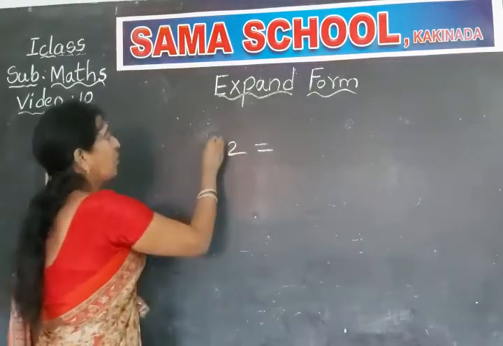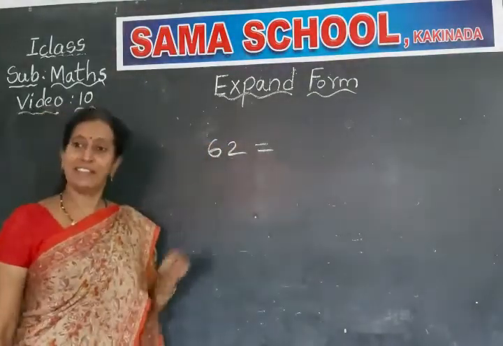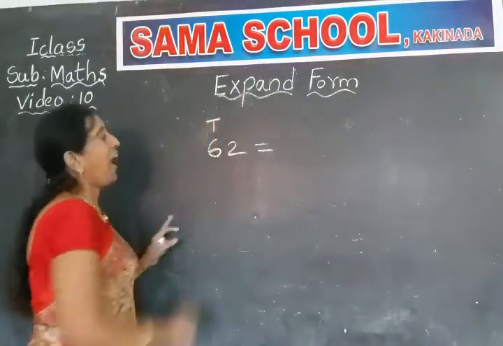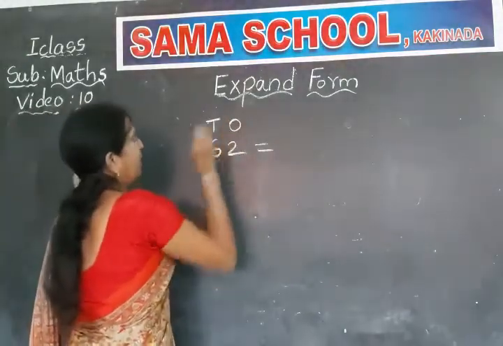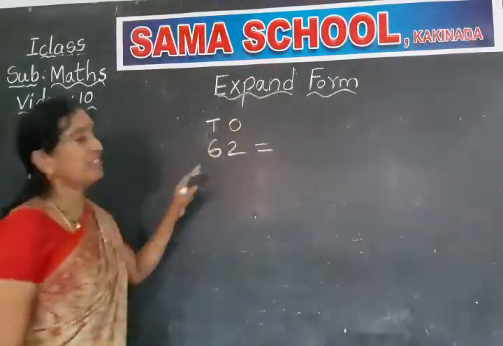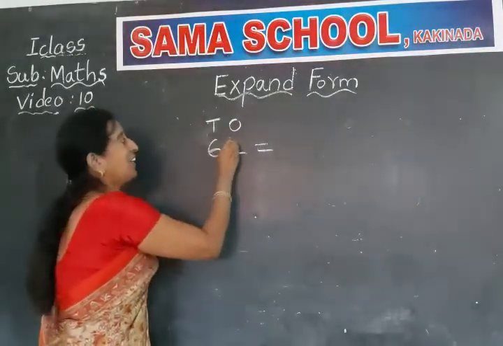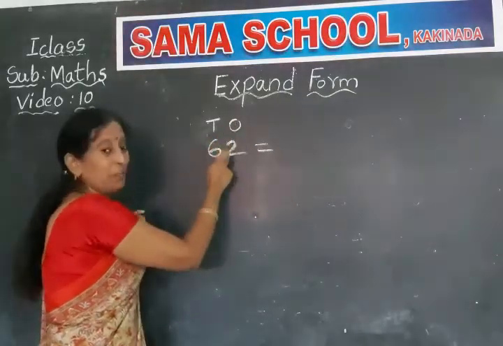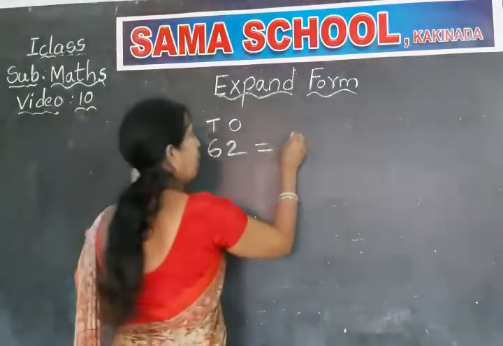Now tell me, ma'am, which is in which place? 6 in the tens place. Very good. And 2 in the ones place. Very good. This is the ones place. If you add any number, you start from the right side, so first this 2 is in the ones place. Next, 6 is in the tens place.